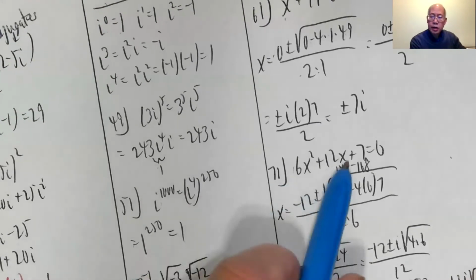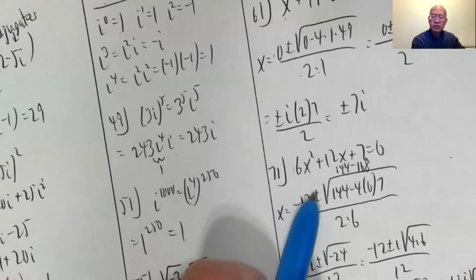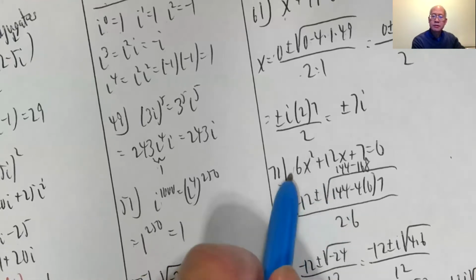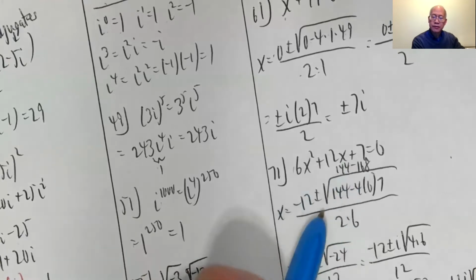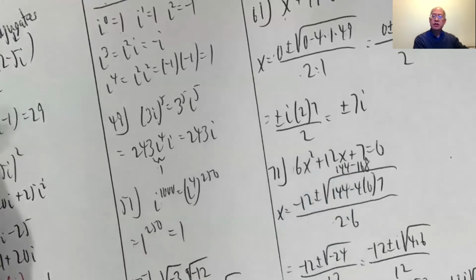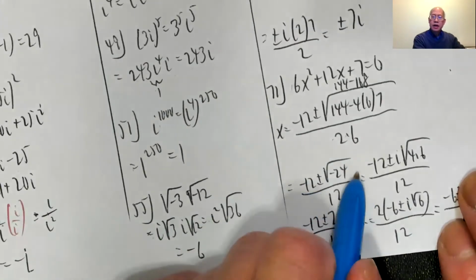71, use the quadratic formula. x is negative b, negative 12, plus or minus the square root of b squared, 144, 12 squared, minus 4 times a, which is 6, times c, which is 7, over 2 times a. This comes out to be 144 minus 168. That's a negative 24. Take out the i.